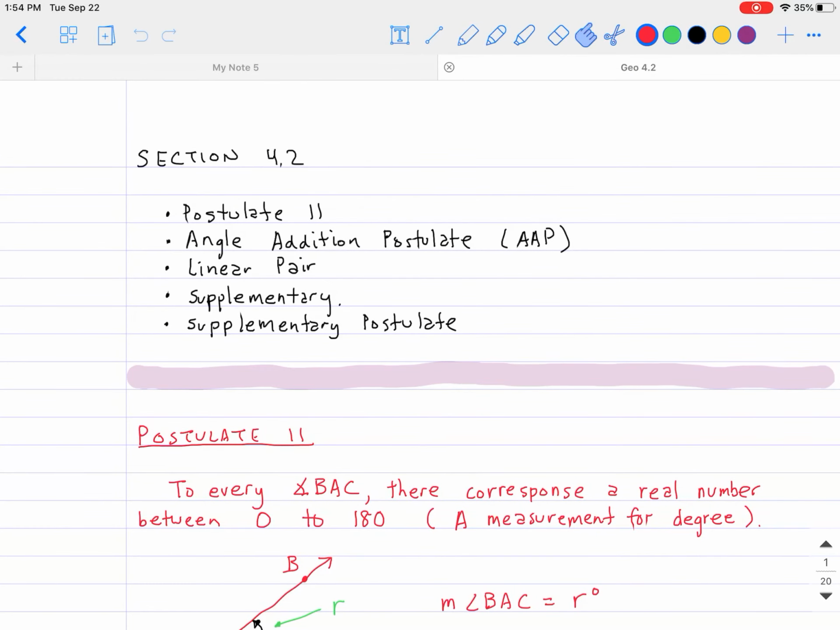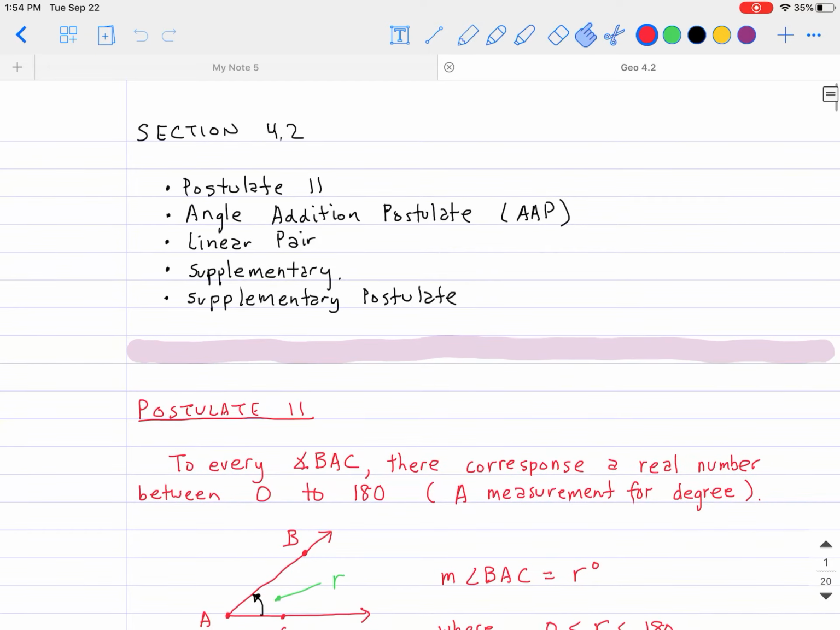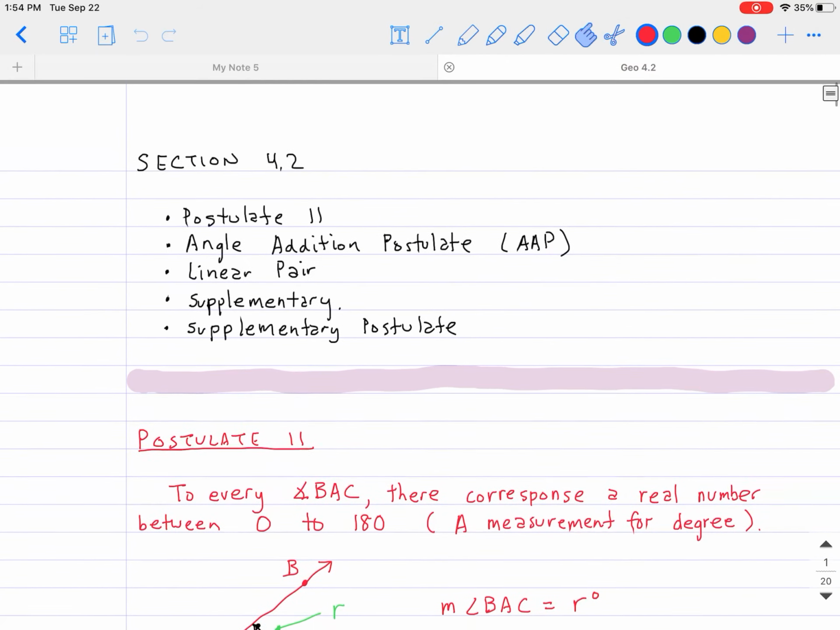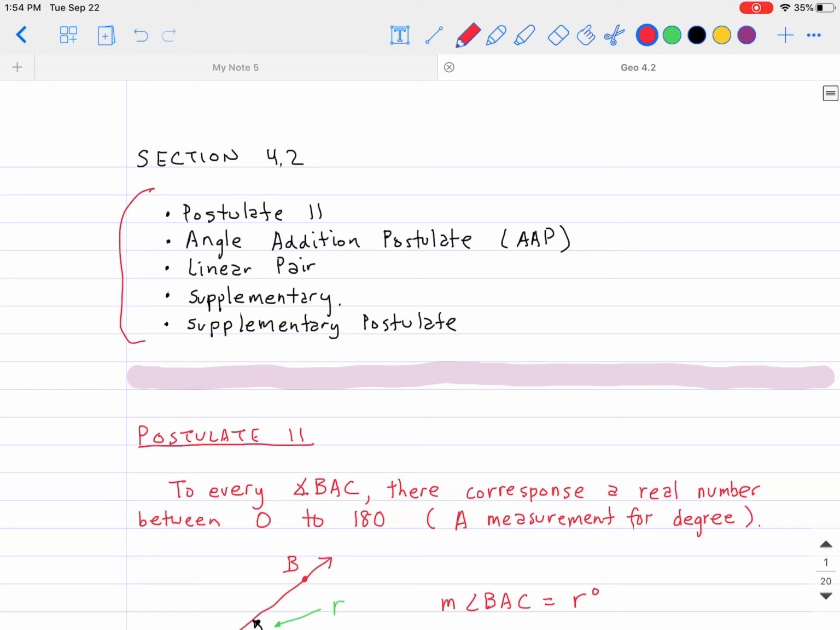Hello everybody, welcome back. Today we will be talking about section 4.2 of our geometry book and going over the following items in the section. So here is basically what we're looking at. Postulate number 11, angle addition postulate, linear pair, supplementary, and supplementary postulate. They are all linked together to make something wonderful and beautiful, if you believe it or not.